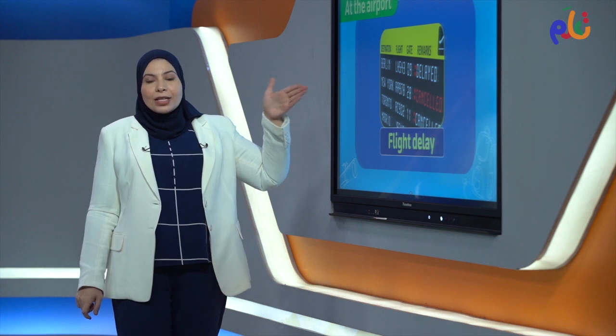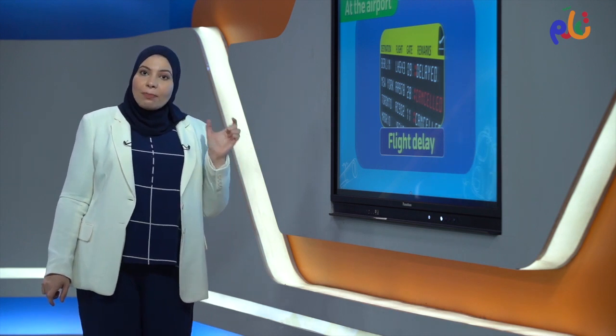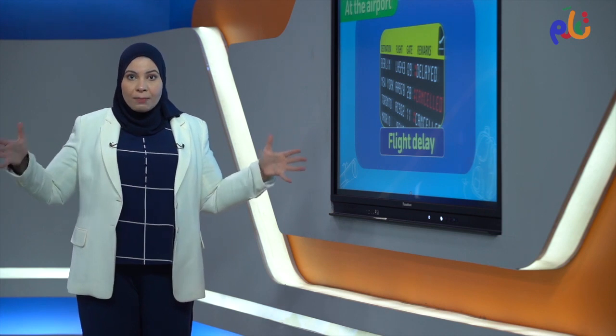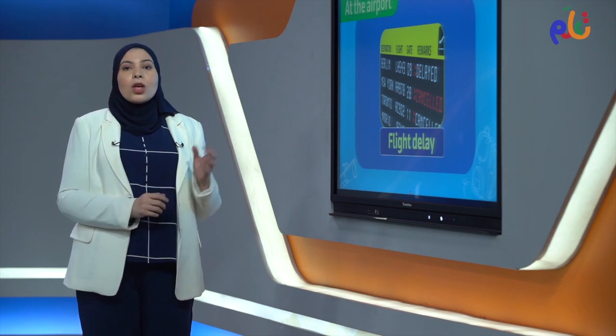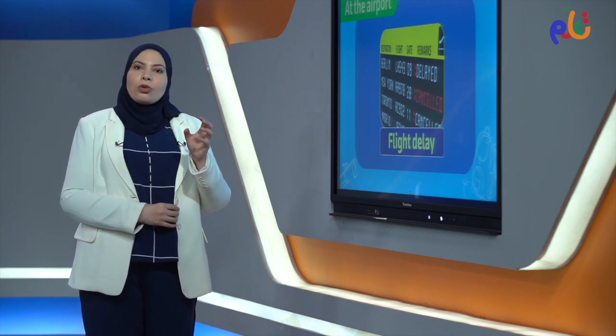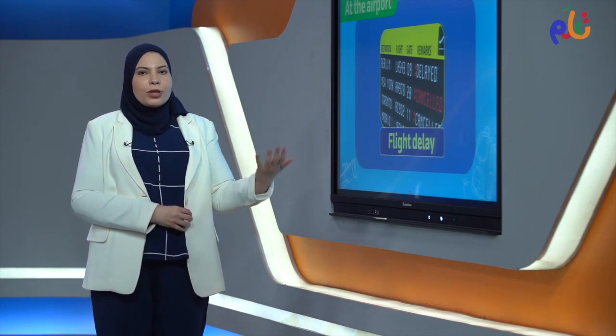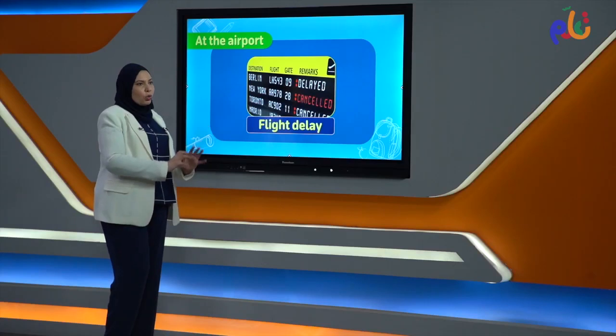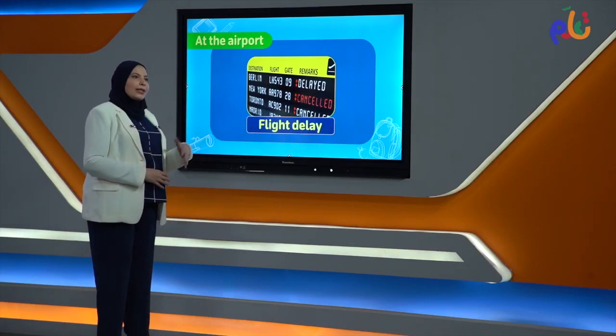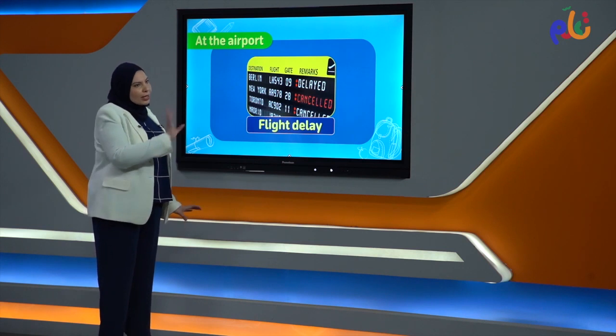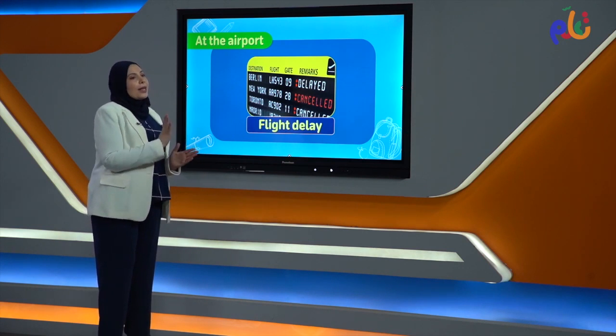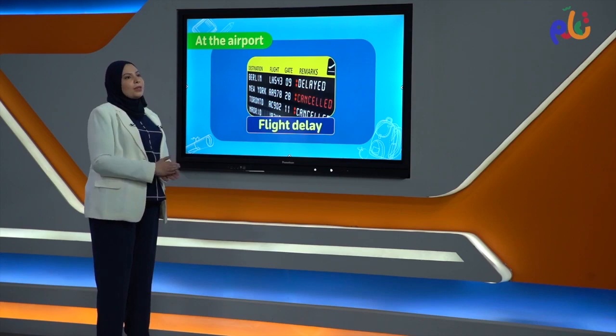And then we have the gate number. Each airplane has a specific gate because the airport is very big and it is divided inside into gates. So we will find the gate number. So if your flight number, for example, is 168, you will go to gate 15. If your flight is 879, you will go to gate 20. So each flight leaves from a specific gate.